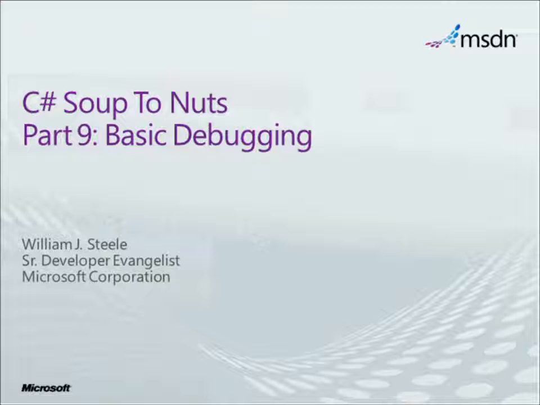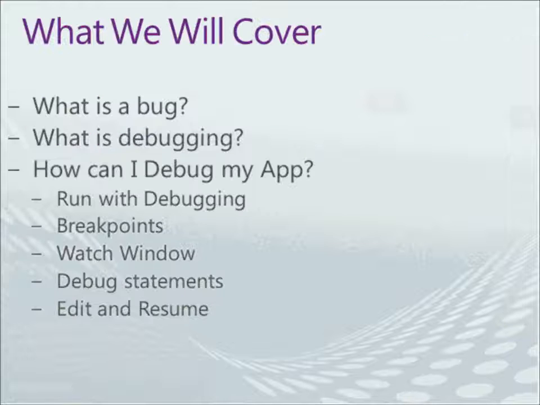Thank you, Sydney, and welcome back, everybody, to this ninth in our C# Soup to Nuts series. Today we're going to be talking about debugging your application. What is debugging is basically the whole talk today. But in order to figure out what debugging is, I guess we have to start off with what a bug is. So we'll start off with a definition of a bug.